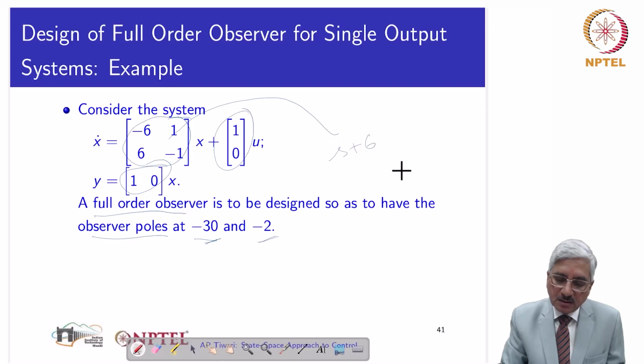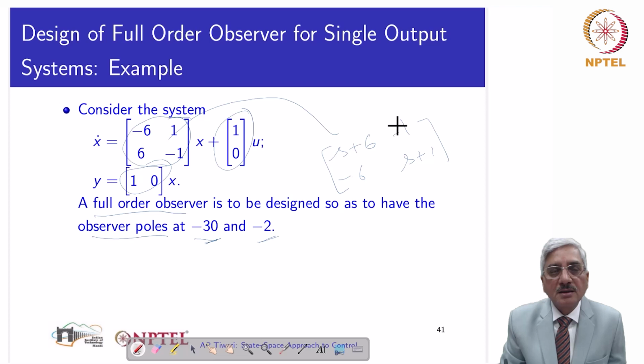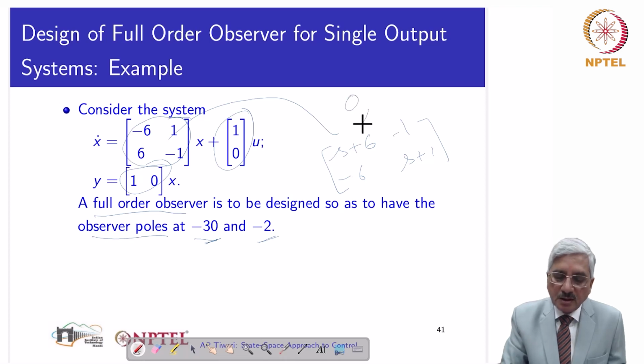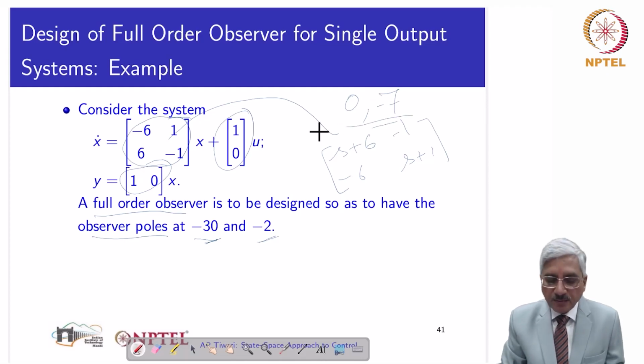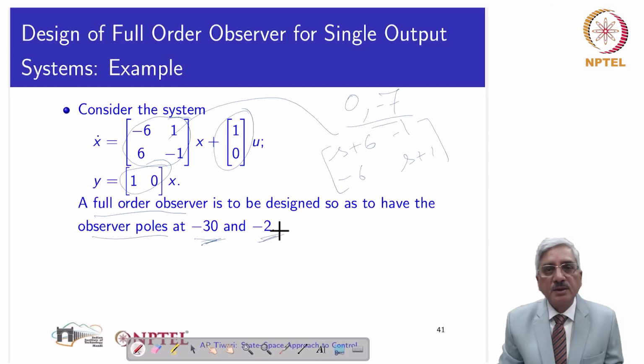S plus 6, S plus 1, 1 and 6. This is the sI minus A. And so S square plus 7S plus 6 minus 6. So one will be at 0, the other will be at -7. These will be the poles of this system. And the observer poles are chosen as -30 and -2. That is generally what we do.